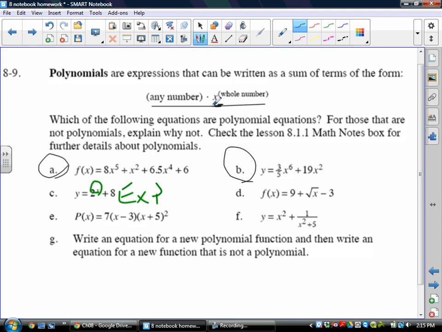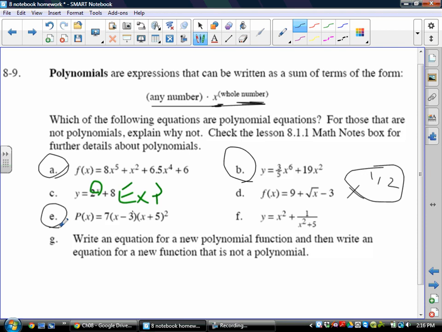Okay, part D, we have the square root of x. Now that can also be written as x to the 1/2 power, which is not allowed. It has to be a whole number up there. So this one is no because it's the square root, because it's raised to the 1/2 power. It's not a whole number power. Part E, we have a number times x to the first power times x to the second power. So this one's going to be a yes.